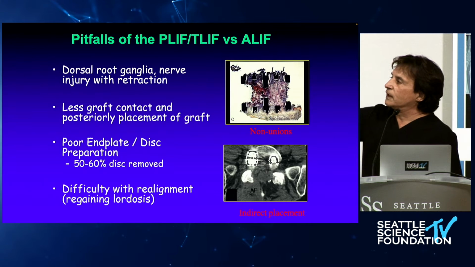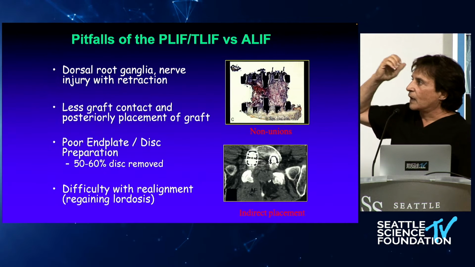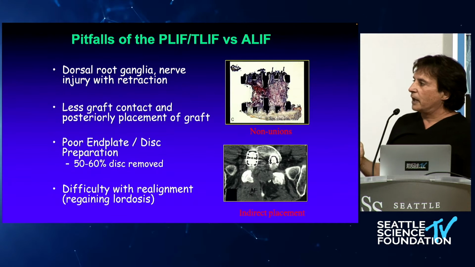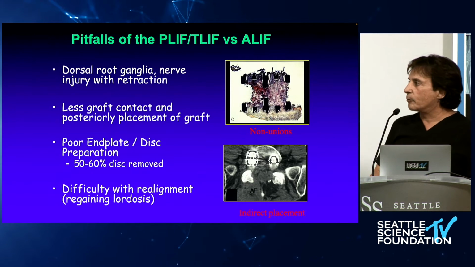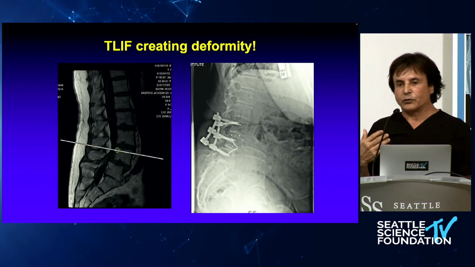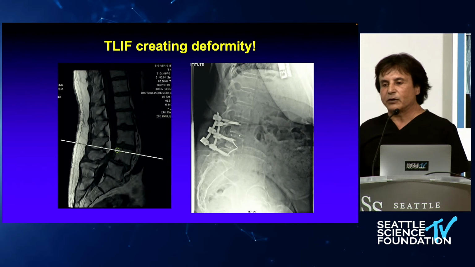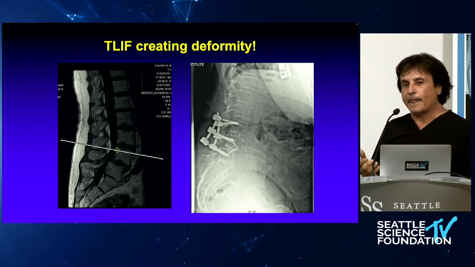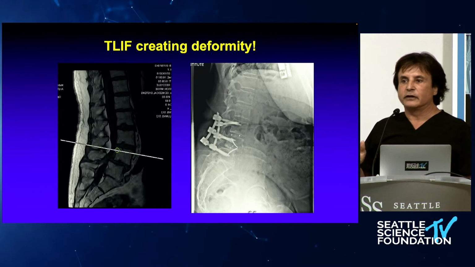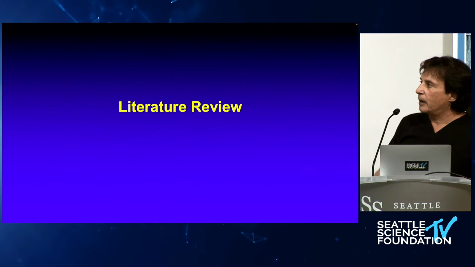So, pitfalls of the PLIF/TLIF versus an ALIF: the DRG is at risk, there is less graft contact posteriorly, poor end plate preparation, and difficulty in realigning if it's not properly placed. So TLIF can create deformity as opposed to correcting the deformity. And again, I'm not talking about the ones that are hugely experienced in this. I do still use a TLIF, but my preference is to go from the front, whether it's an ALIF, OLIF, whatever. I think you're better served, whenever you can, to go in directly from the front.